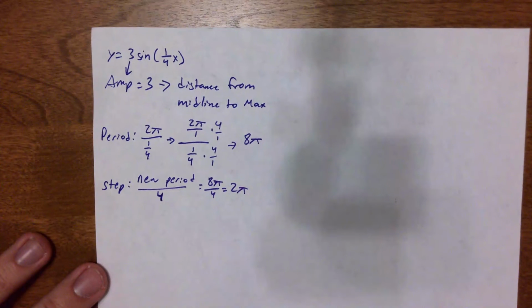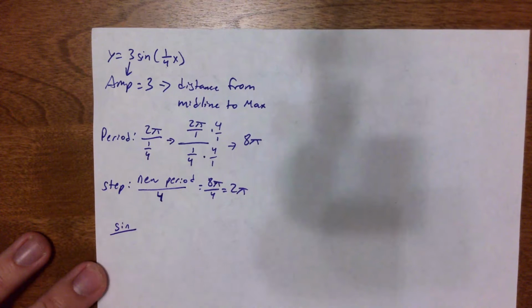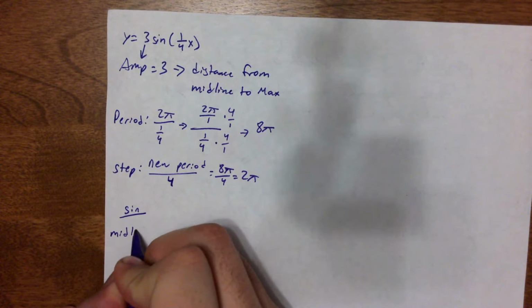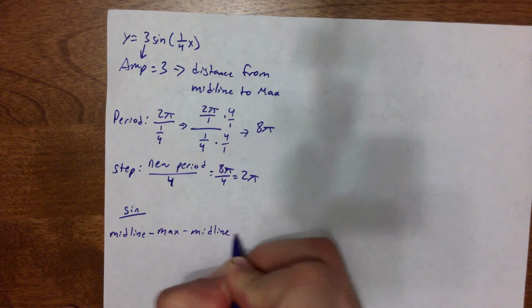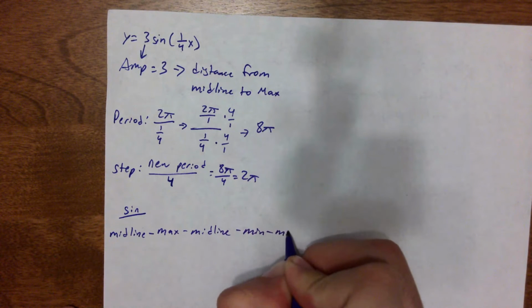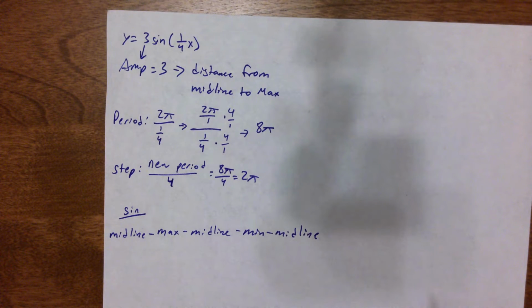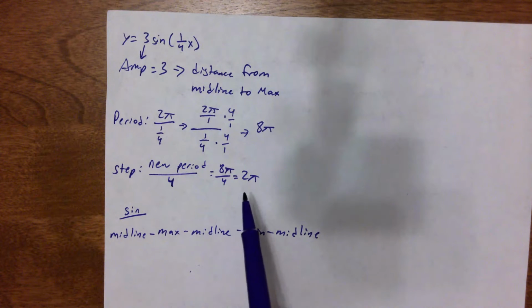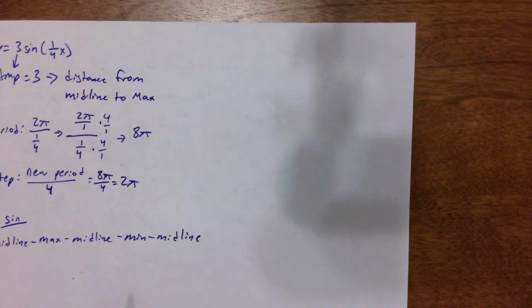Okay. The last thing to note is that this is a sine function. Sine functions always go midline to the max, to the midline, to the min, to the midline. This goes back to that same idea of that step. The step is the space between the points. These are our points: midline, max, midline, min, midline. So I'm gonna go ahead and start graphing now with all this information that I have pulled.